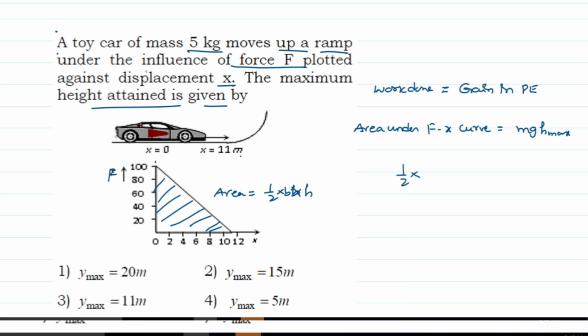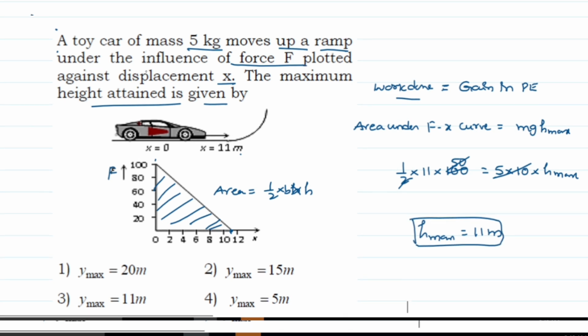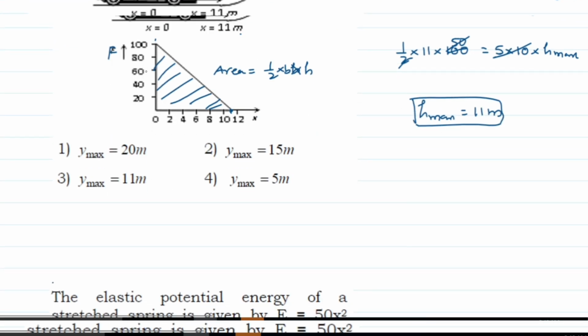It's nothing but half into the base value, up to 11 meters, into the force value, given as 100 newtons. This area under the force and displacement curve gives the work done by the engine of the car, which is the gain in potential energy of the system. Mass is 5 into g into h maximum. So 250 times, 5 times 50 gets cancelled, and h maximum will be 11 meters. It's a vertical distance they have given in the options, so 11 meters is the maximum height it is going to reach.